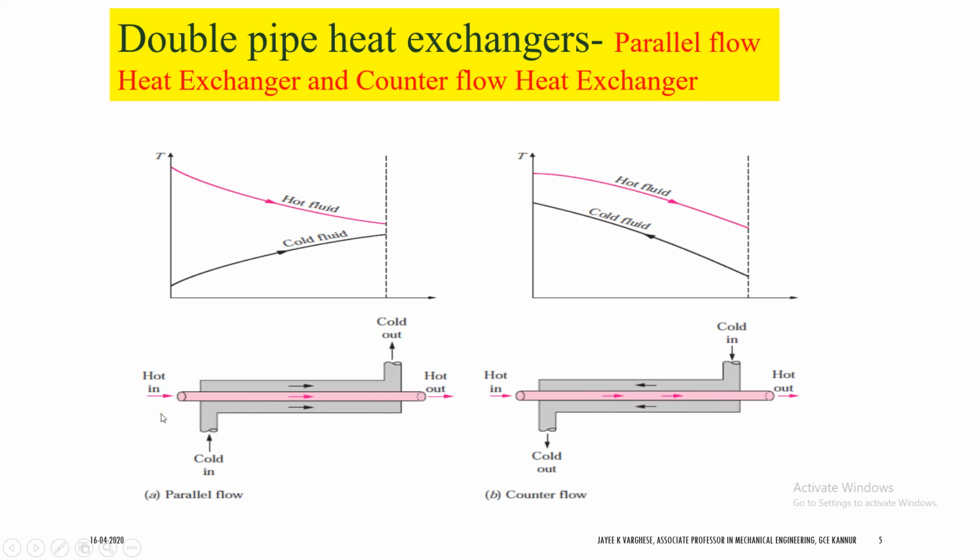So in a parallel flow heat exchanger, both the fluids, that means hot fluid and the cold fluid, will be flowing in the same direction. So here we can see that hot fluid enters at the left end of the inner tube, and exits at the right end. Whereas the cold fluid enters at the left end and flows in the same direction as that of the hot fluid and leaves at the right end.